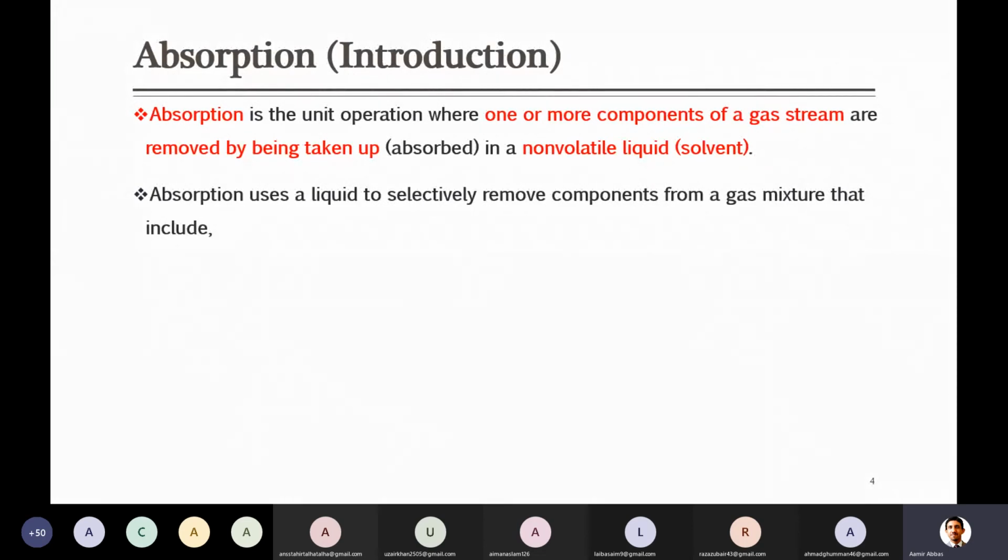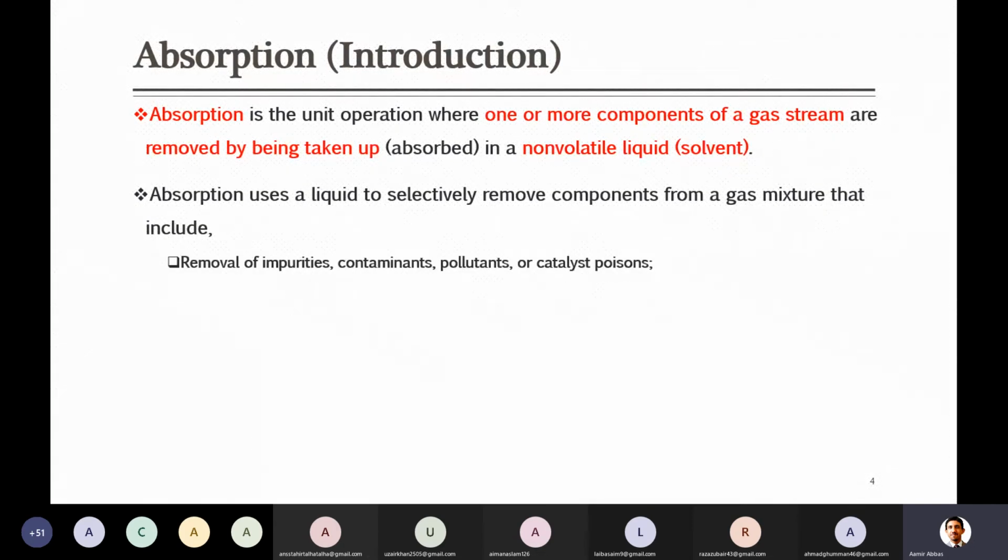So absorption usually uses a liquid which selectively removes the components. The absorbent, or the liquid which you are using, should have affinity towards some specific components, not all the components of the gas. Later in this lecture we will see that a number of absorbents are used, and some specific absorbents have specific affinity for some specific components. Out of those you have to select.